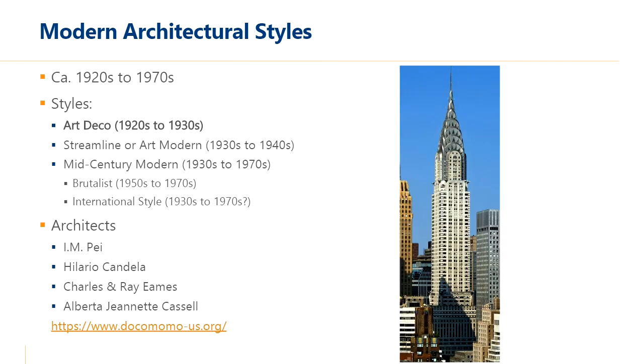The first style is Art Deco, which ranges from the 1920s and into the 1930s. Common features of this style are expressive and pattern ornamentation, often in geometric forms. There's an incredible variation of window sizes and patterns. A notable building of this style includes the Chrysler Building in New York, designed by William Van Allen.